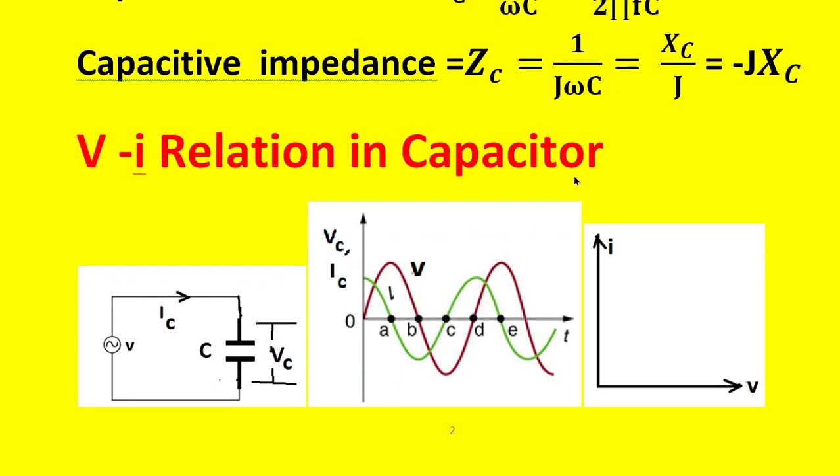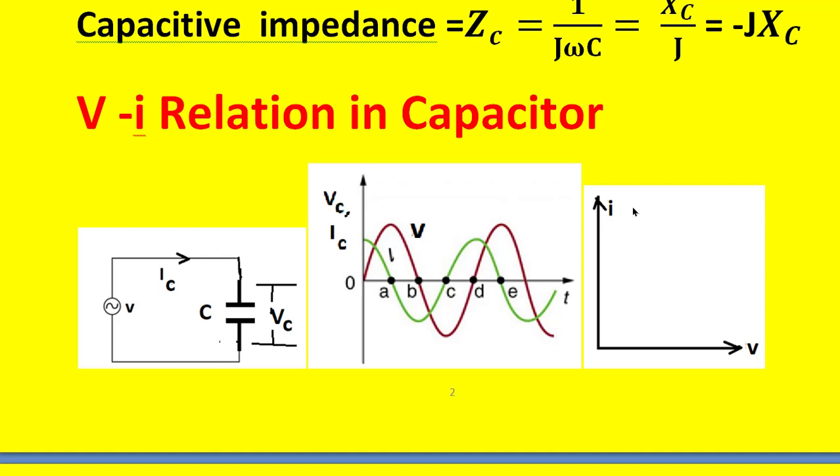And coming to the VI relation in the capacitor, the current leads the voltage by 90 degrees. So this is the ideal capacitor, applied voltage is V and the current flowing is IC, and if you look at this, current is leading the voltage by 90 degrees, and if you draw the vector diagrams, we find like this: current is leading the voltage vector by 90 degrees.